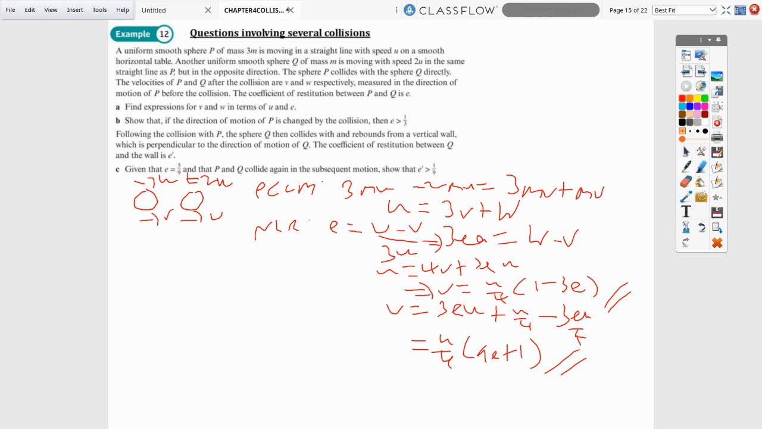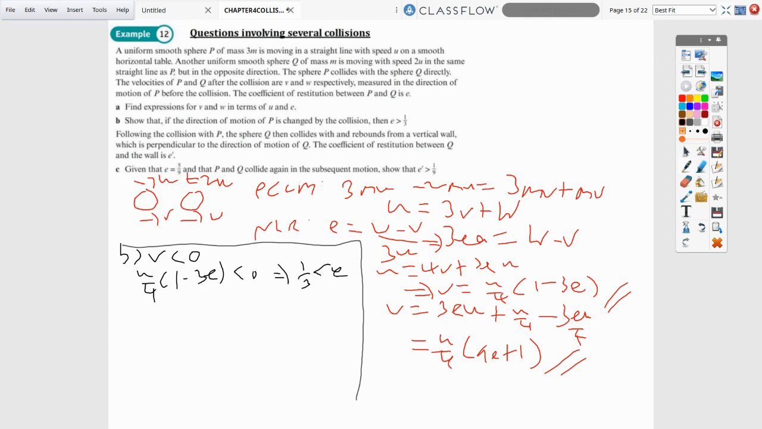Show that if the direction of motion of P is changed by a collision, then E is greater than a third. Okay. Well, if the direction of motion's changed, then for part B, we want to get V to be negative. It's going in the opposite direction. So U over 4, 1 minus 3E is less than 0, hence a third is going to be less than E, which just means that E is going to be greater than one third.